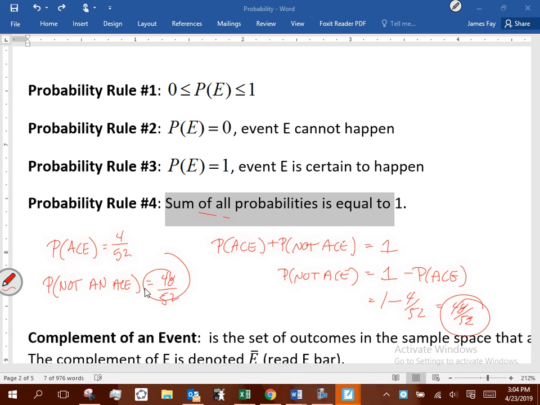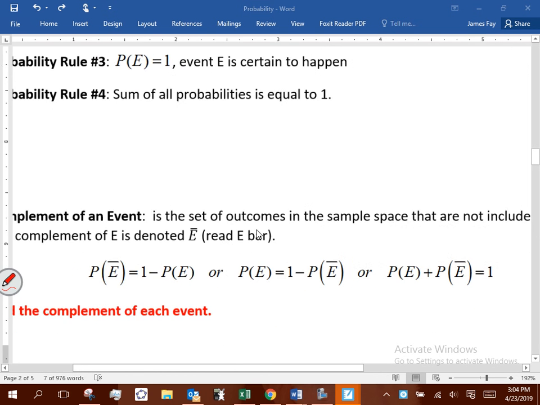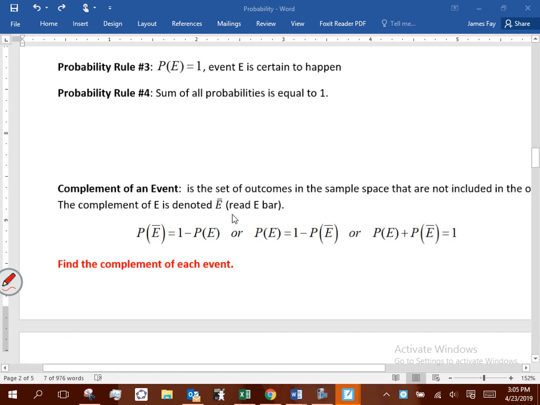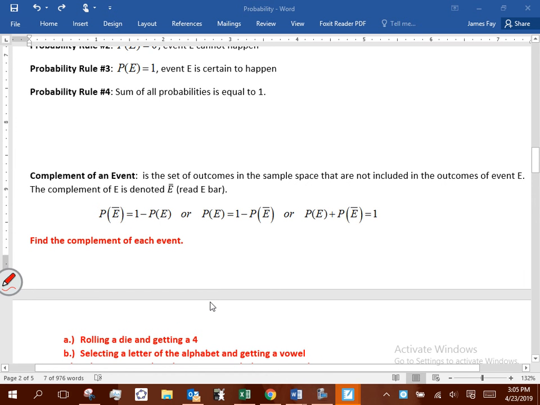That idea is referred to as the complement of an event. The complement of an event is a set of outcomes in the sample space that are not included in the outcomes of the event E. Complement of an event is a set of outcomes in the sample space that are not included in the outcomes of event E.